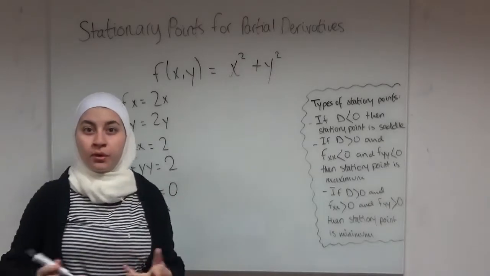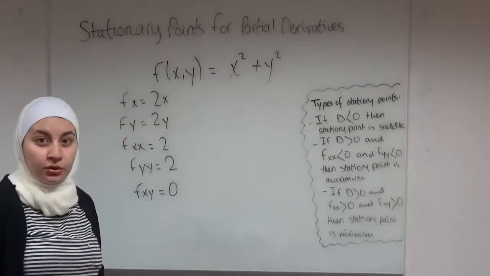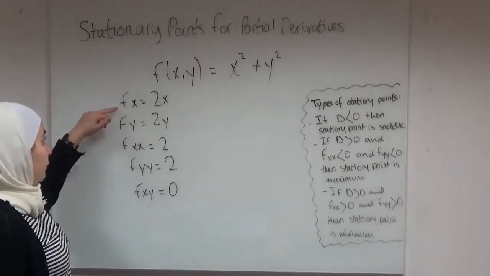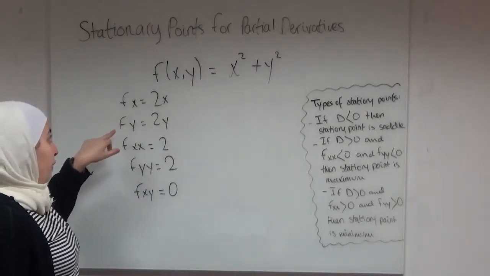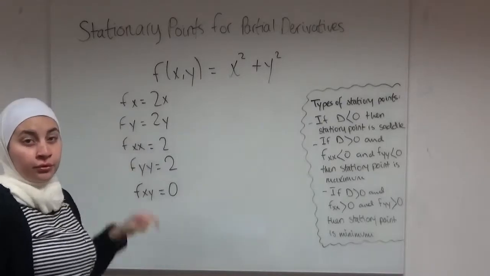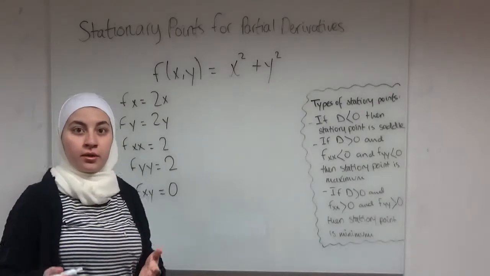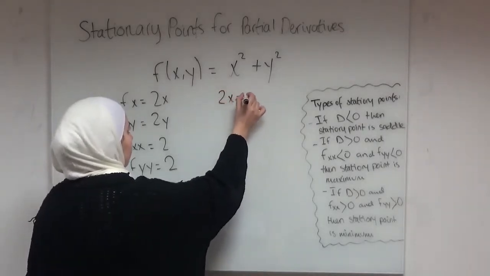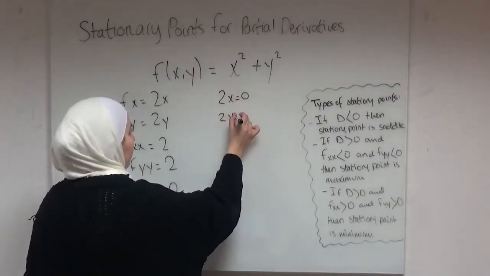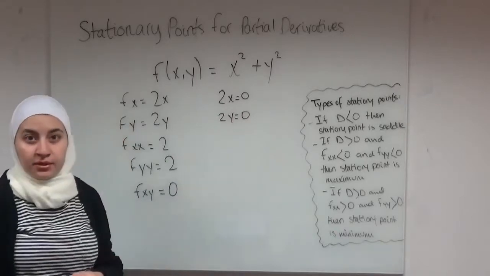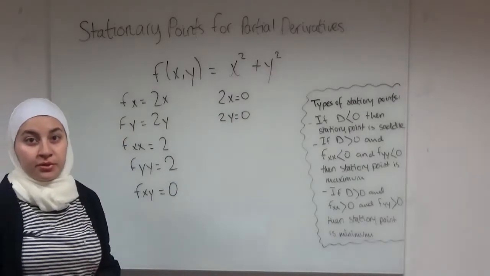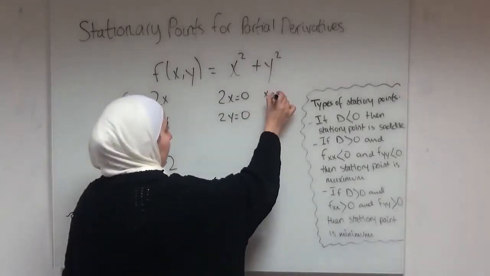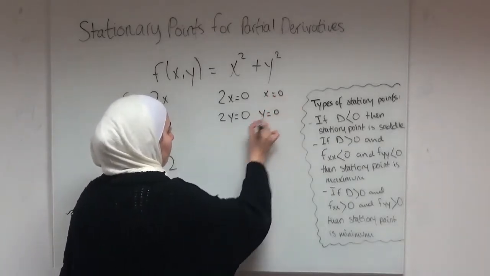Now we need to find what stationary points we have, and to be able to do that, we need to set our first order derivative with respect to x and our first order derivative with respect to y equal to 0. So 2x is equal to 0 and 2y is equal to 0. And we're able to tell that our point is going to be (0, 0), as x is equal to 0 and y is equal to 0.